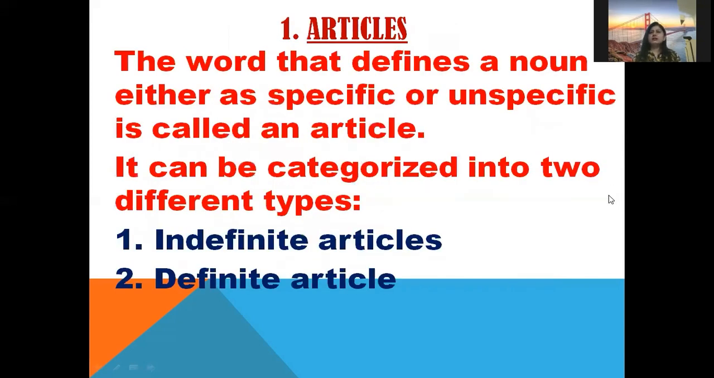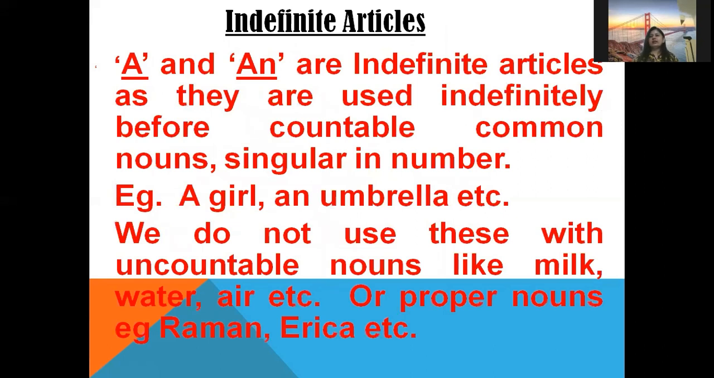The first one is articles. The word that defines a noun either as specific or unspecific is called an article. The word which specifies whether the noun is a specific noun or an unspecific noun is called an article. It is of two types basically, indefinite and definite articles. So let us understand indefinite articles first.